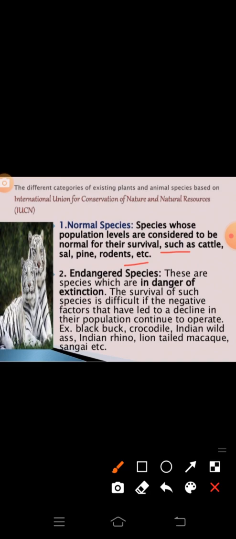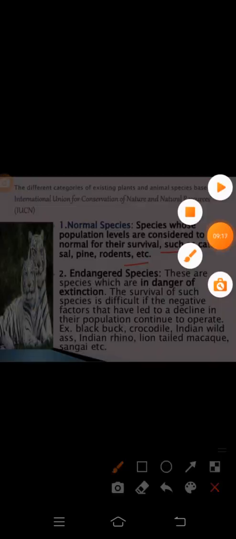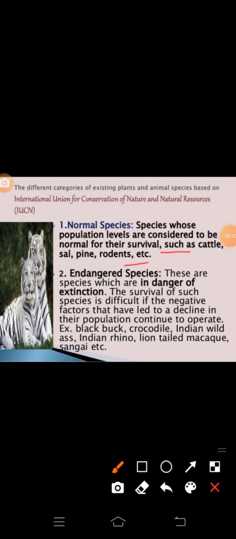So second, endangered species. These are species which are in danger of extinction. The survival of such species is difficult if the negative factors that have led to a decline in their population continue to operate. For example, black buck, crocodile, Indian wild ass, Indian rhino, lion-tailed macaque, sangai, etc.